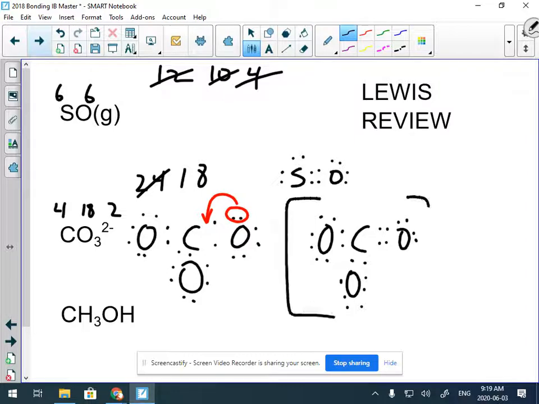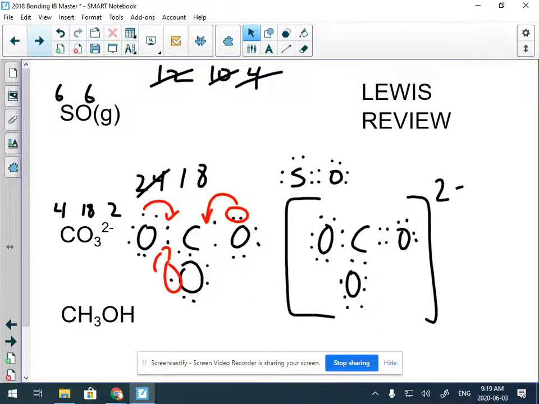Now, because this is an ion, I should put it in brackets. I think I forgot to tell you guys that yesterday. Now, I could have decided to steal the electrons from here. That's okay. I could have decided to steal the electrons from here. It doesn't matter, because you could just flip this thing around. It would be the same in 3D no matter where you're looking at it.